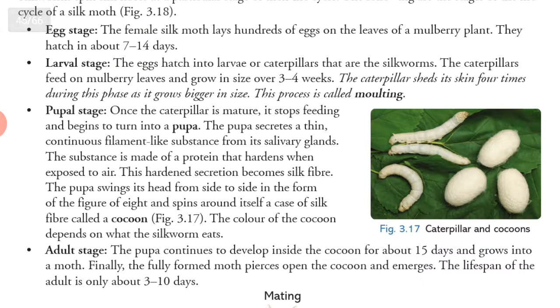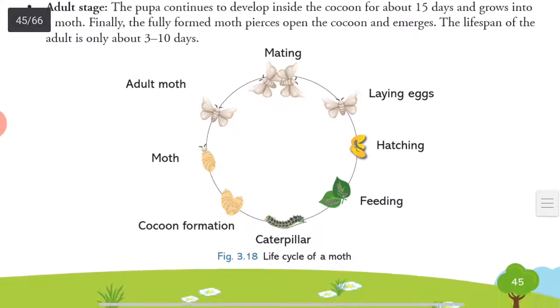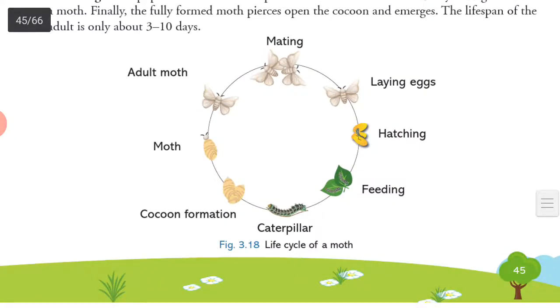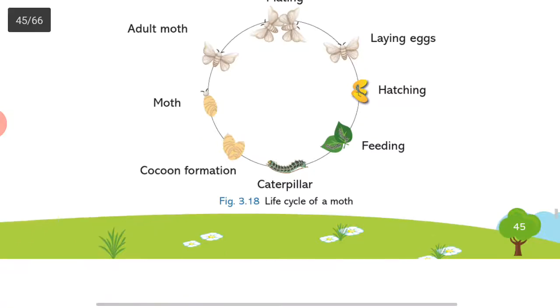Adult stage: the pupa continues to develop inside the cocoon for about 15 days and grows into a moth. Finally, the fully formed moth pierces open the cocoon and emerges. The lifespan of the adult is only about 3 to 10 days. Here you can see mating, laying eggs, hatching, feeding caterpillar, cocoon formation, moth, and adult moth. You can see the life cycle of a moth.